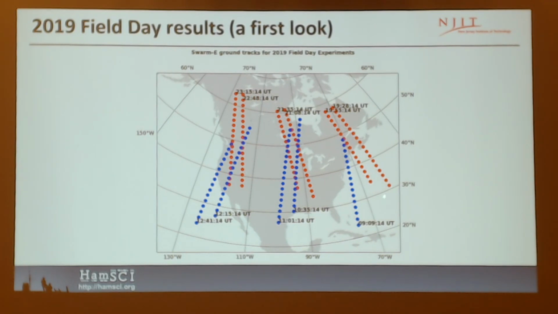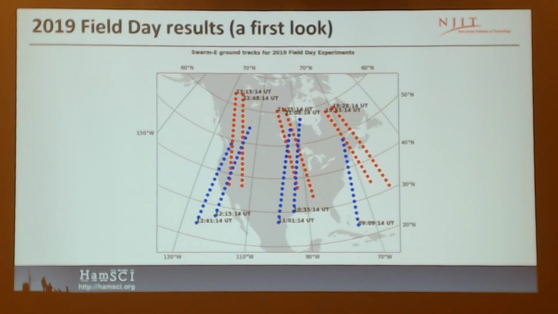So the red tracks are the evening tracks, and the blue tracks are the morning tracks during Field Day. And so you can see we started from northern Canada, about 60 degrees north, and went down to about 30 degrees north as we kept going across the continent.